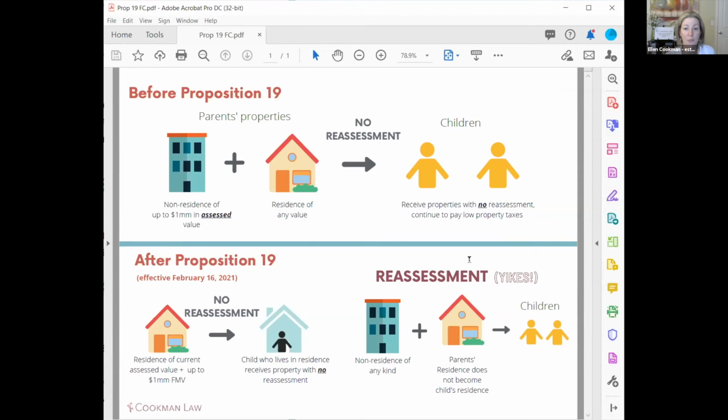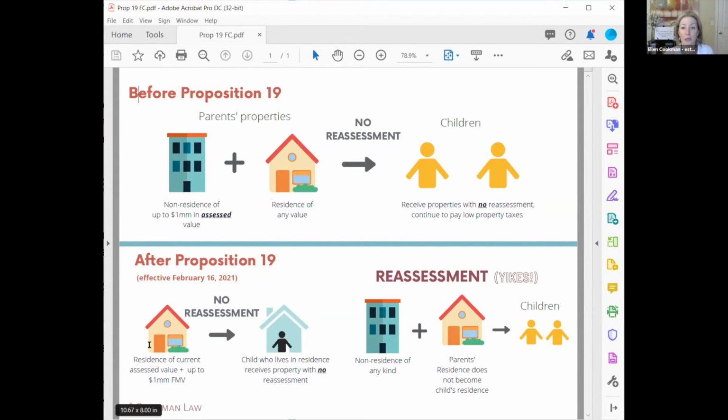Here's what changed. Now there's a limit for the residence. Okay, so the first thing is the parent can pass along their residence to the child if the child decides to make the residence their own residence. So the child has to move in and live in that property. We don't know exactly how long yet. They're still working out those details, but it could be 1 year, could be 2 years, it could be 3 years, okay?